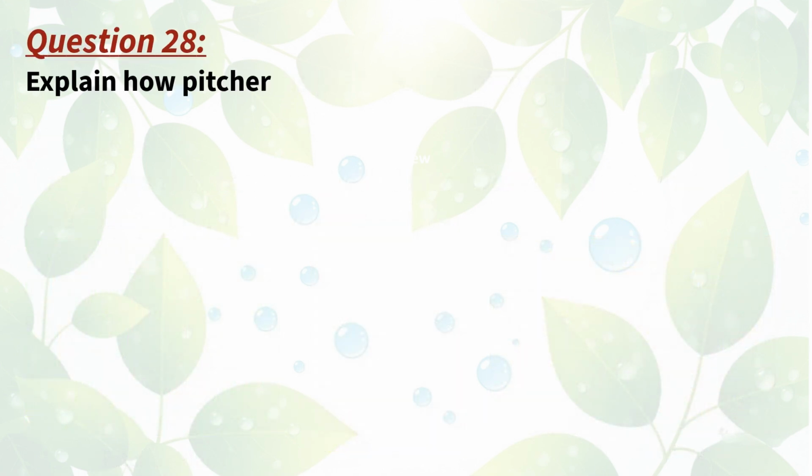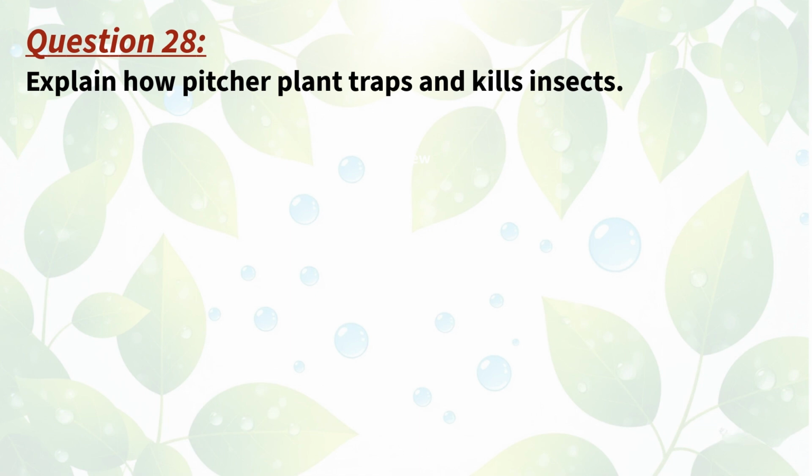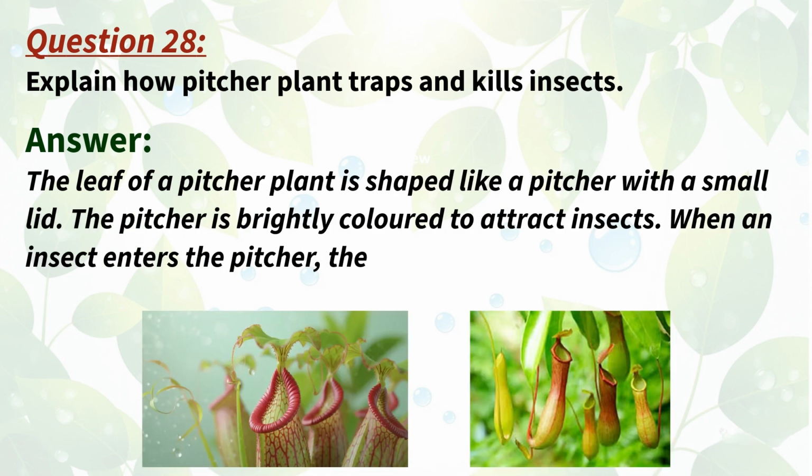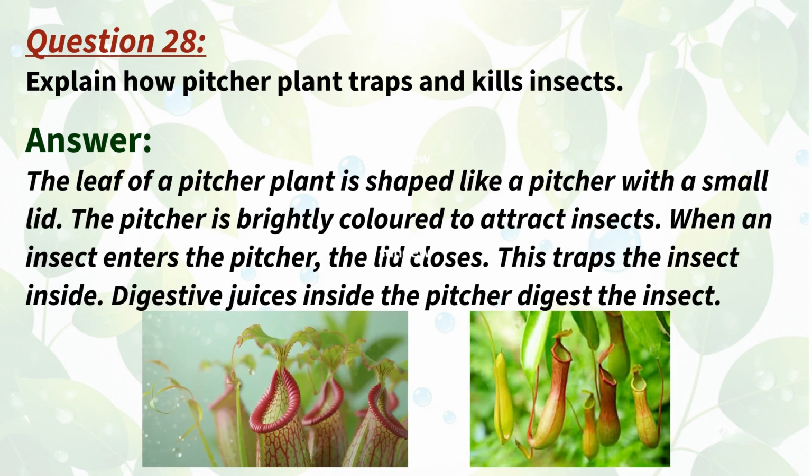Question 28. Explain how pitcher plant traps and kills insects. Answer: The leaf of a pitcher plant is shaped like a pitcher with a small lid. The pitcher is brightly colored to attract insects. When an insect enters the pitcher, the lid closes. This traps the insect inside. Digestive juices inside the pitcher digest the insect.